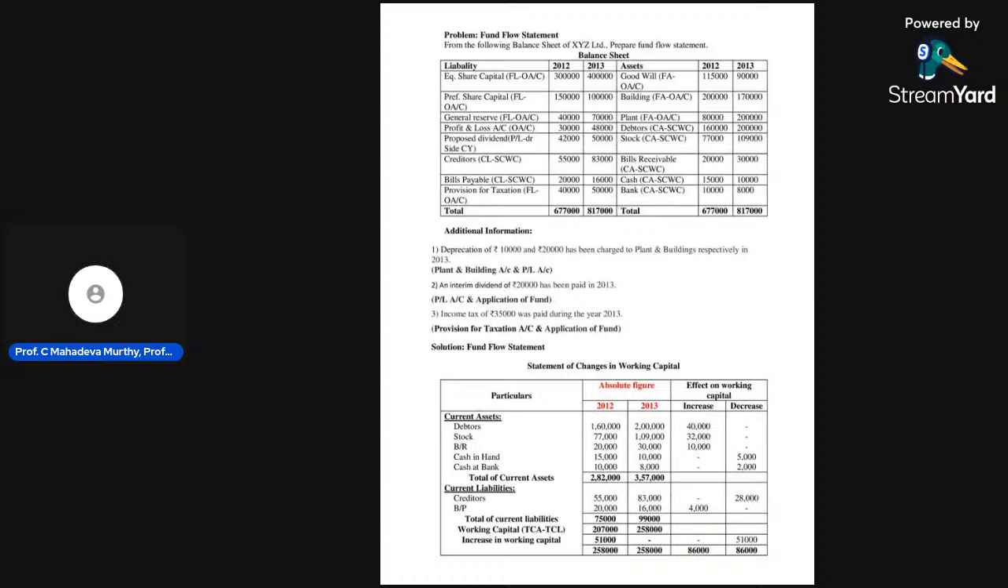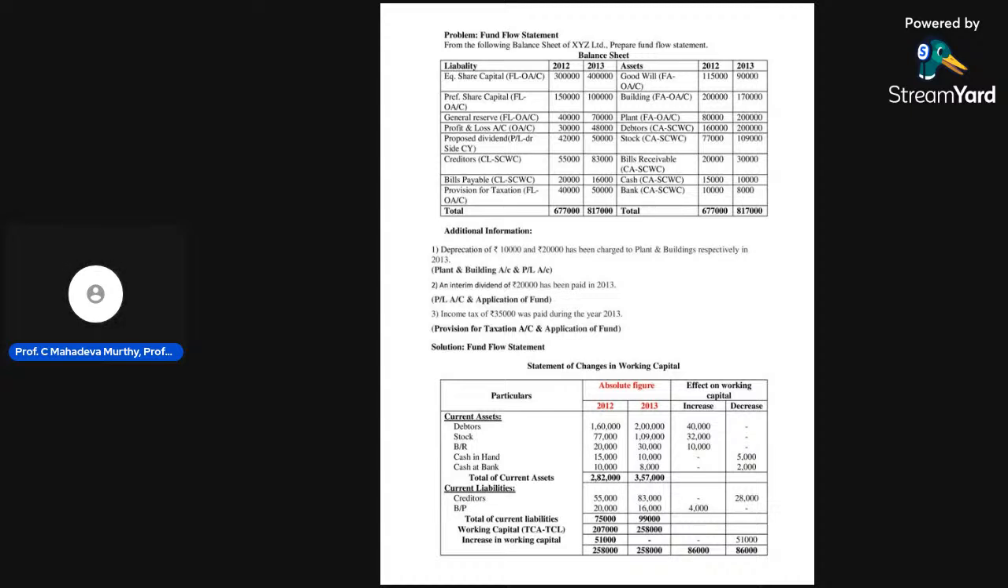In 2012 it is 1,60,000, in 2013 it is 2 lakhs. What happened here? 1,60,000 to 2 lakhs, that is an increase. Effect on working capital, increase or decrease. Here debtors increased by 40,000. Then stock, see that stock is also there, in 2012 it is 77,000.